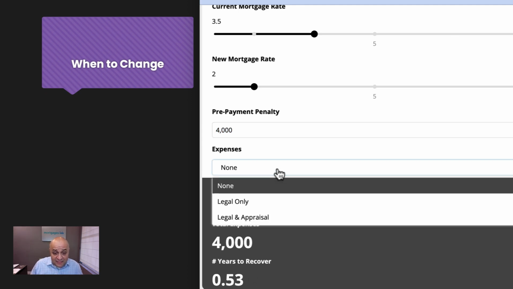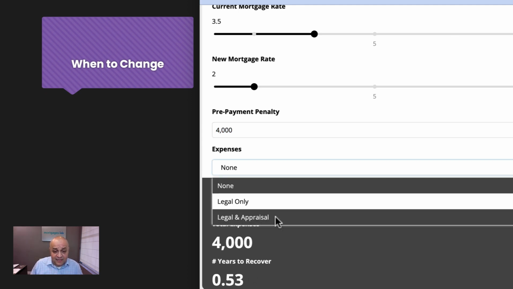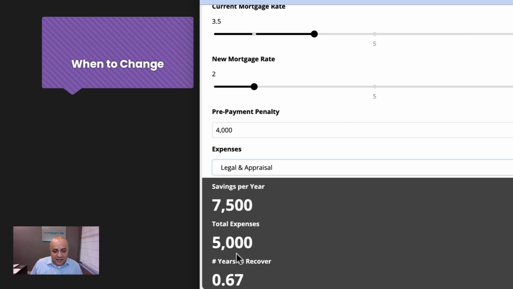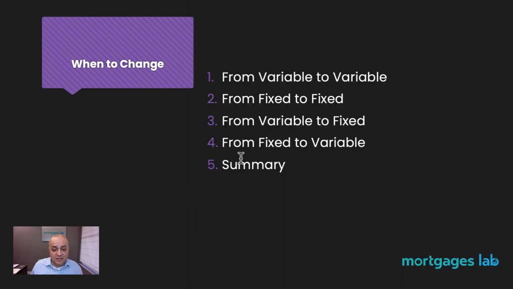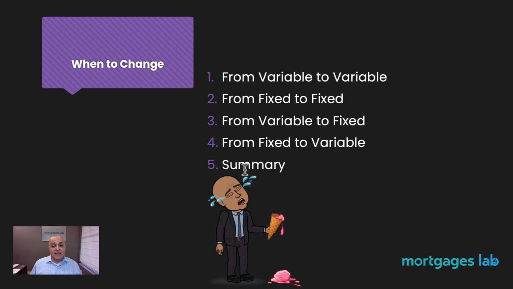Now, what happens if you do have to pay for the legal and the appraisal? Again, it increased to $5,000. The expenses increase, the savings stay at $7,500. You have a little bit more than a year to recover. Still a good deal. I would do it. Okay, so this is another example on when to change from a fixed rate to a variable.